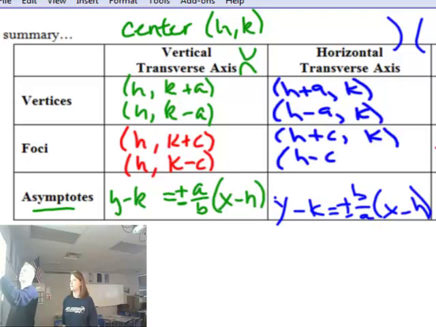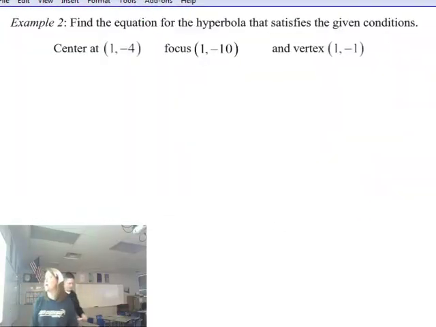And again, I honestly don't memorize these asymptote rules. I go back to the picture after I've drawn it, and that's what allows me to find my asymptotes. So I think it's your turn. Let's tackle this guy.